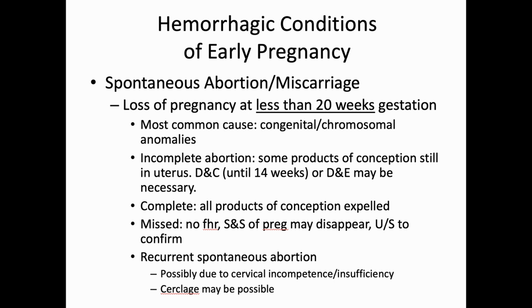In that case, we would need to either do a D&C, or they can give them something like Cytotec PO to get it going. It's basically like the abortion pills. If a patient is having recurrent spontaneous abortions, right, they're having repeated miscarriages, one of the possible things that's causing this could be cervical incompetence or cervical insufficiency, right?